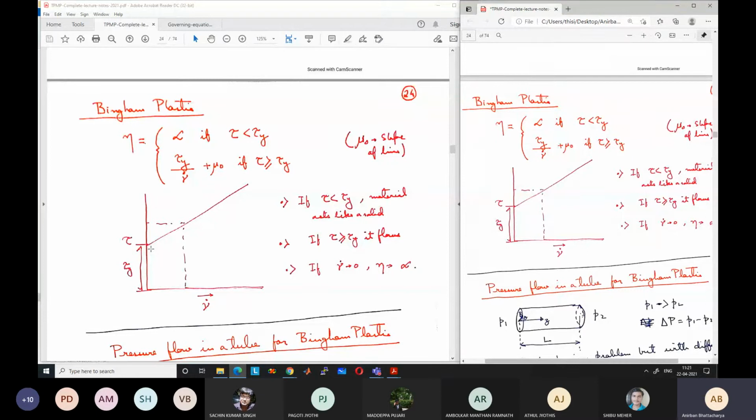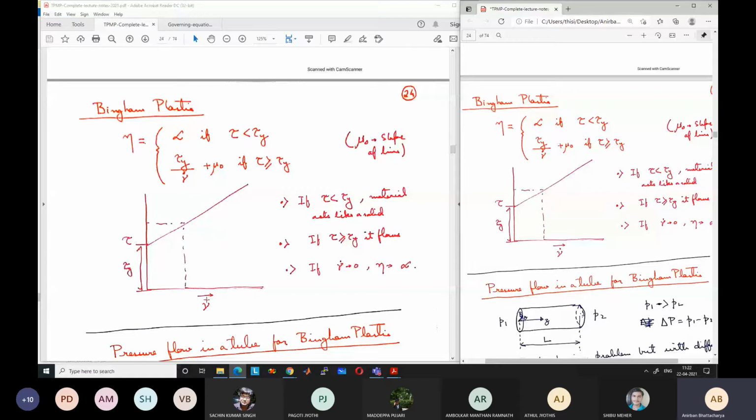After that point, if you plot the stress versus strain rate, tau versus nu dot, sorry, then you will see that up to a particular amount of stress, there is no strain rate, no deformation. This is known as the critical stress tau y. After this critical stress tau y, the deformation starts and tau behaves linearly with respect to nu dot, like a Newtonian fluid.